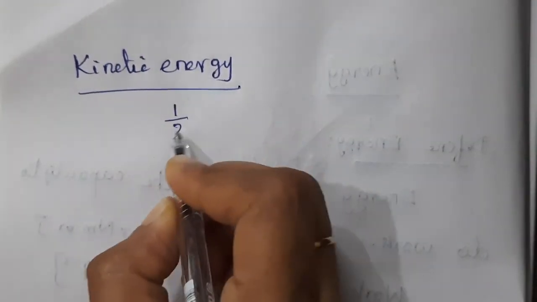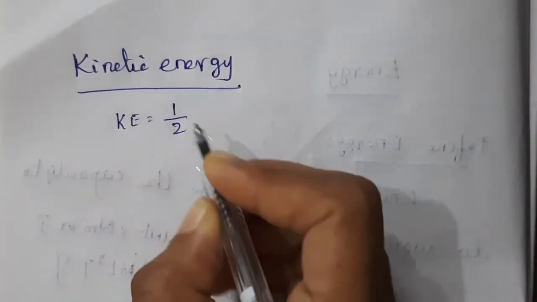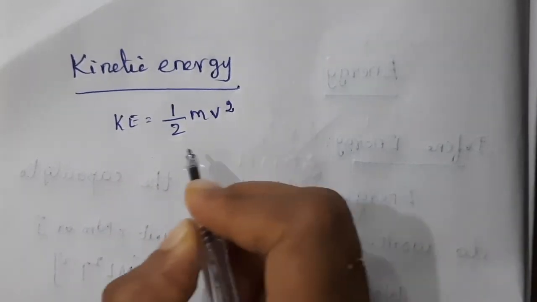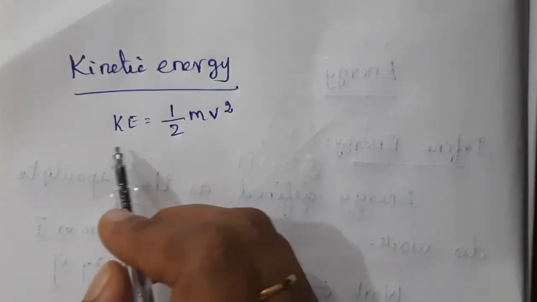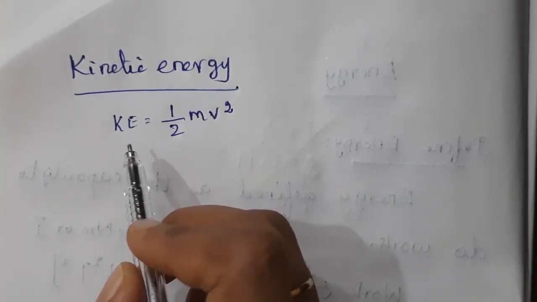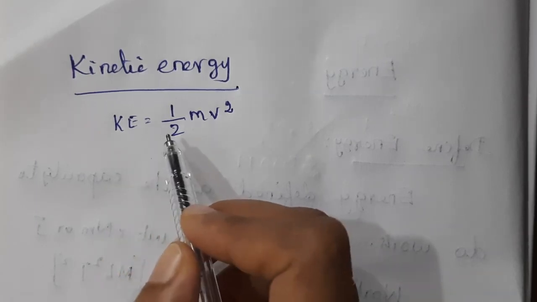All moving objects have kinetic energy, because kinetic energy is the energy possessed by the body by virtue of its motion. A body that is in motion has the ability to do work. You have learned the expression for kinetic energy in the lower classes, that kinetic energy is equal to half mv square. So here the amount of work done is the kinetic energy. Energy is equal to work done.